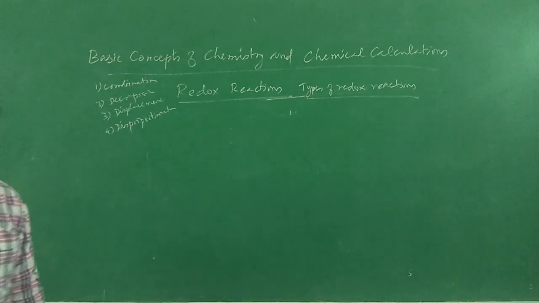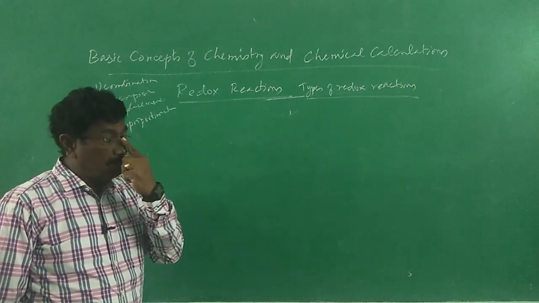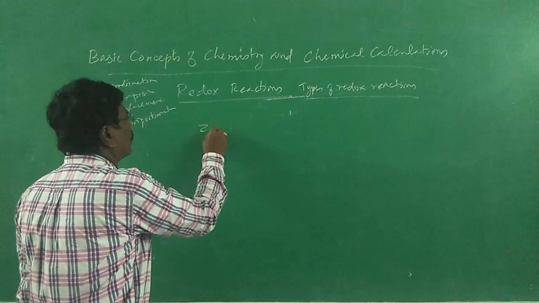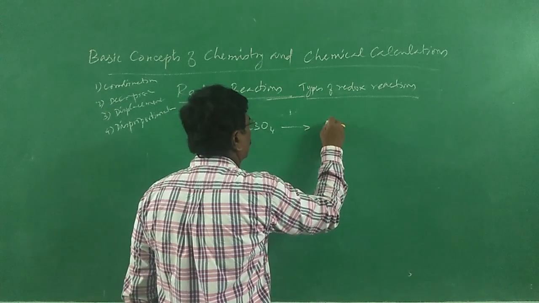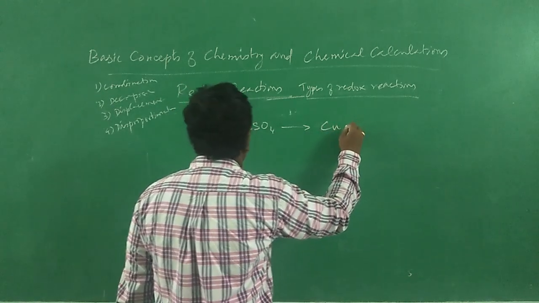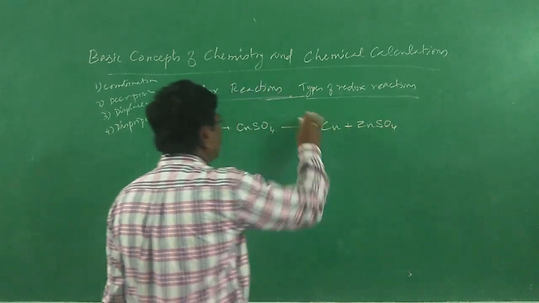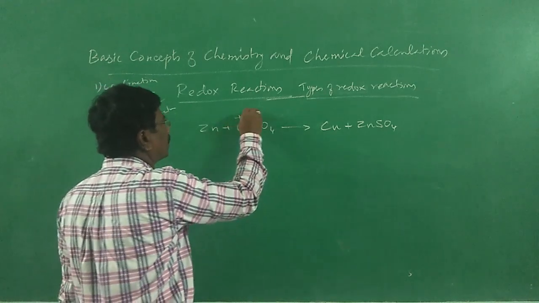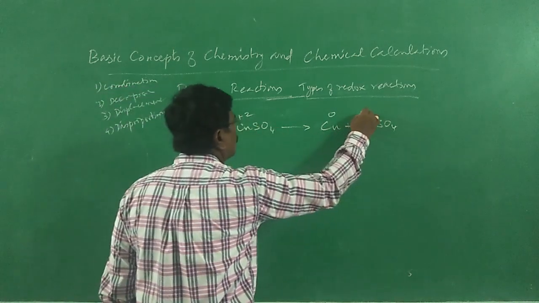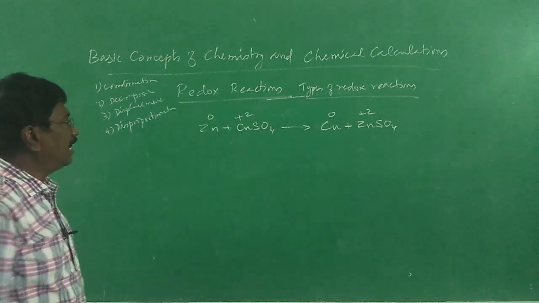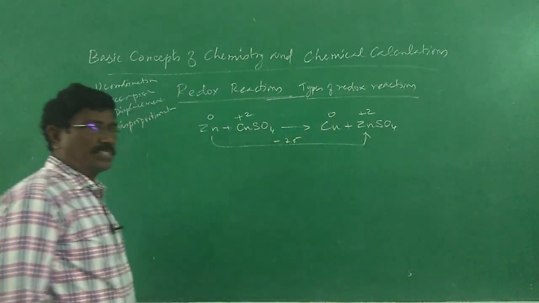In displacement reaction, we have seen two types, metal displacement and non-metal displacement. In metal displacement, what we have seen is the reaction between zinc and copper sulfate to give copper and zinc sulfate. Copper is deposited. Copper from +2 oxidation state is converted to 0. But zinc from 0 is converted to +2. Zinc is oxidized. Zinc can readily lose 2 electrons to become +2 oxidation state.